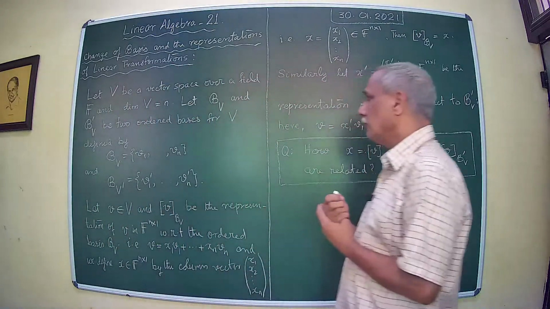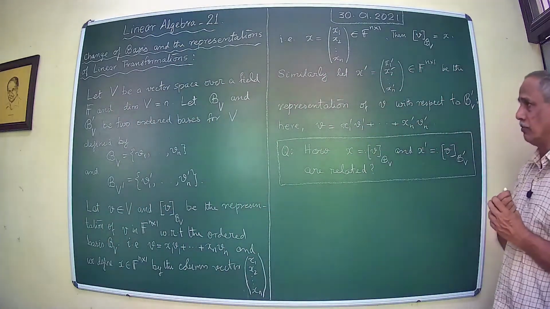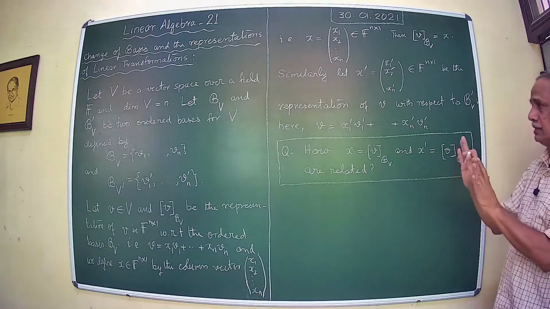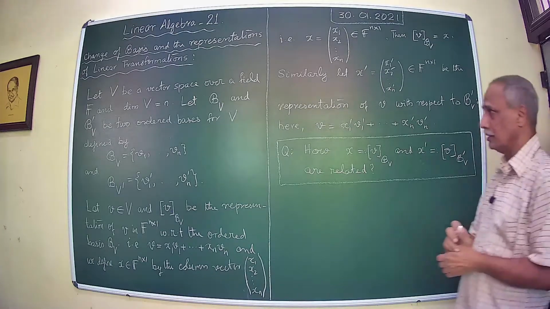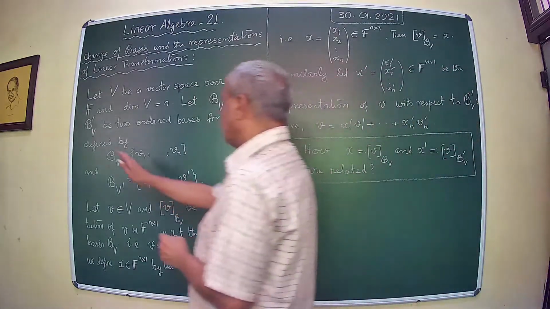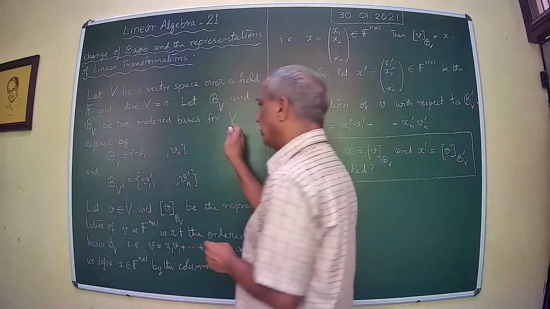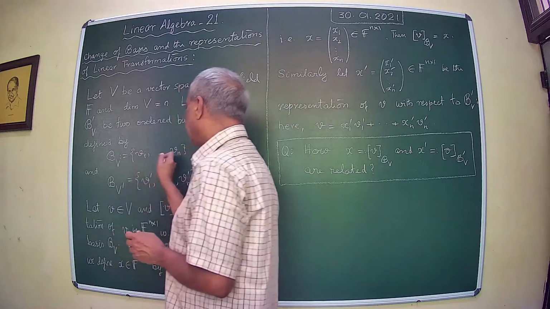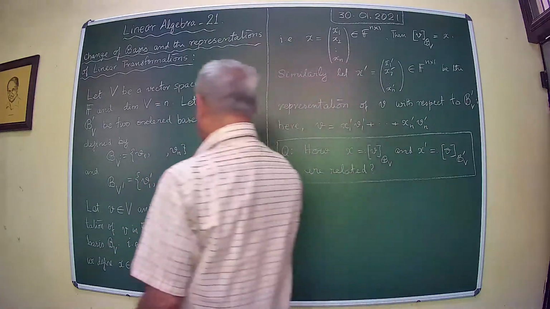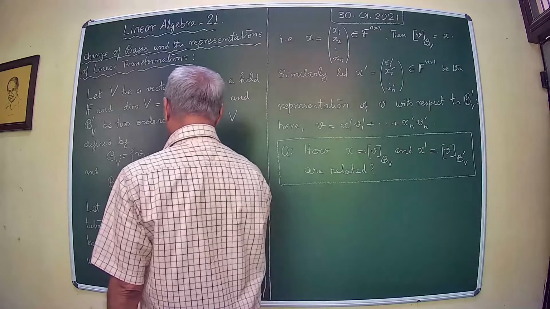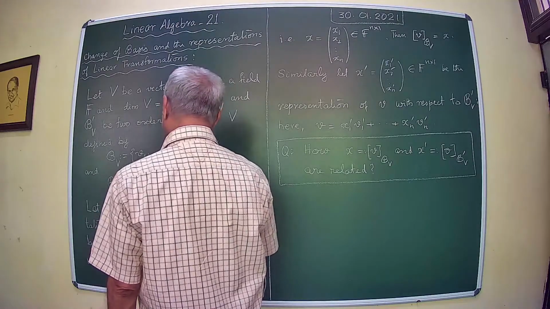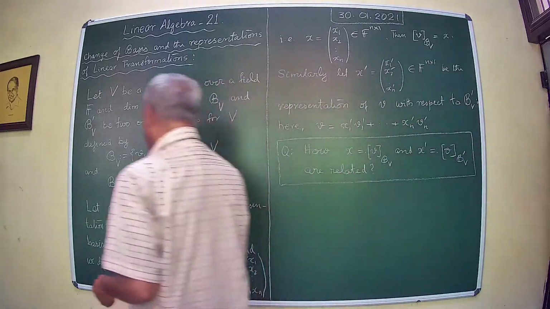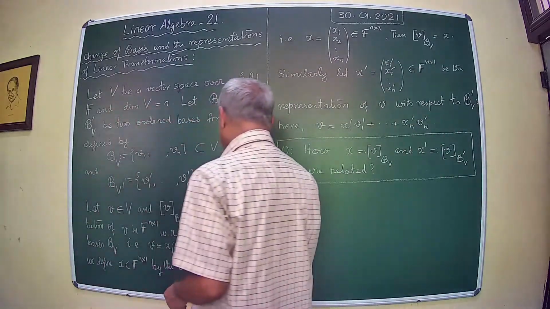Now let V be a vector space over a field F and dimension of V equal to n. We are just setting up the notations. Let B and B prime be two ordered bases for V. B is defined by v1, v2, etc., vn, and this is of course contained in V, and another ordered basis B prime, which is v1 prime, v2 prime, etc., vn prime, again contained in V.